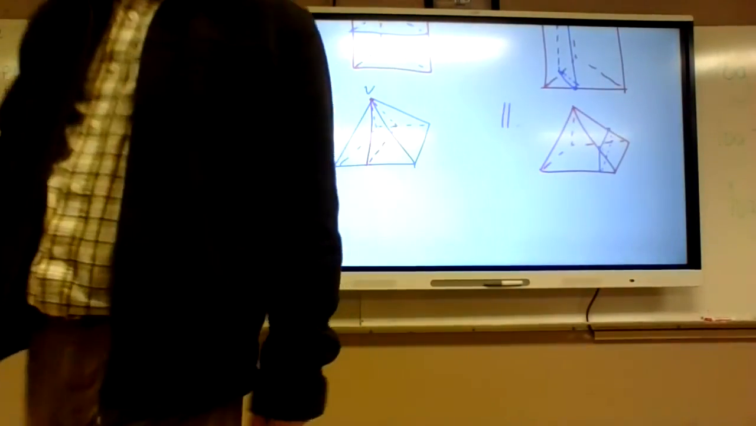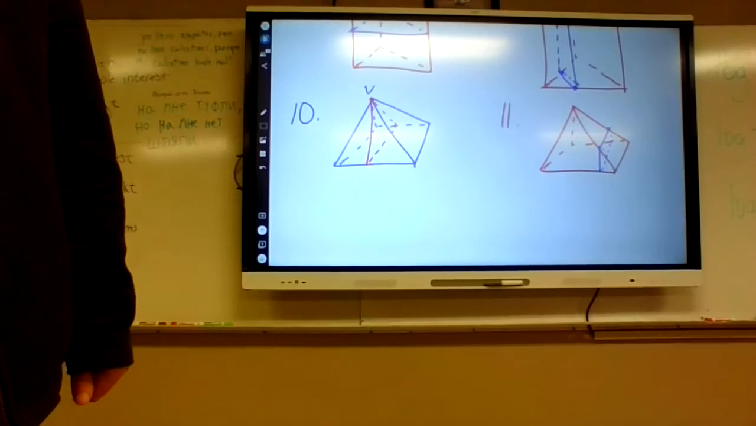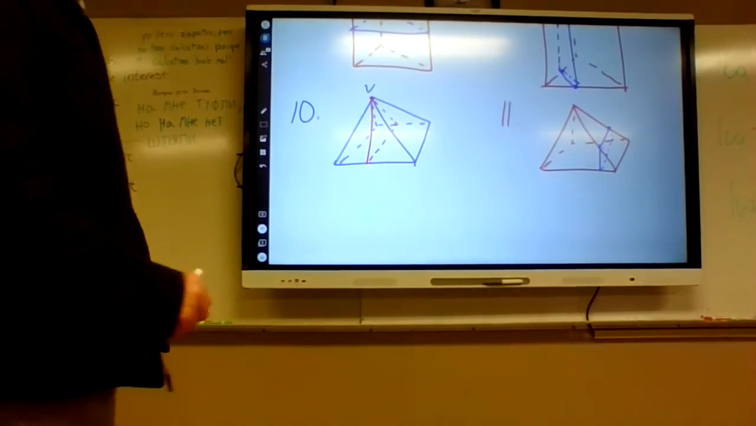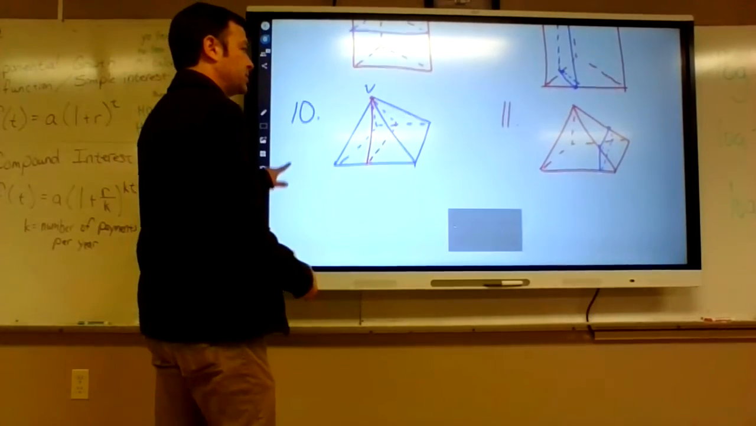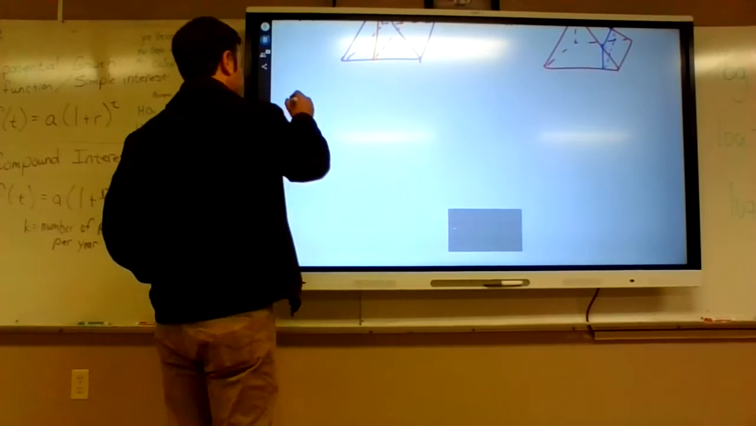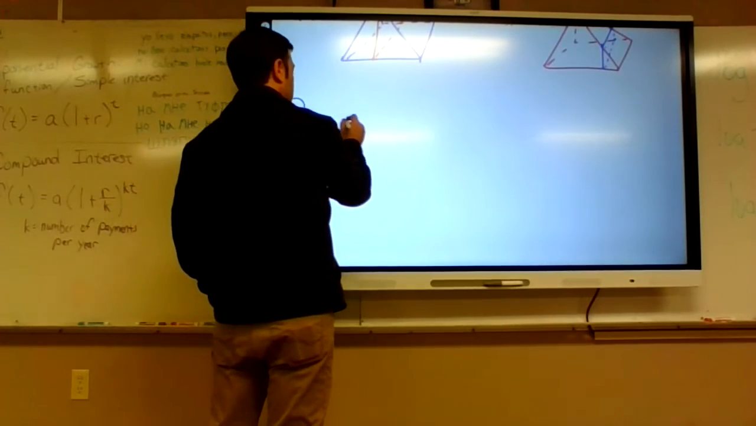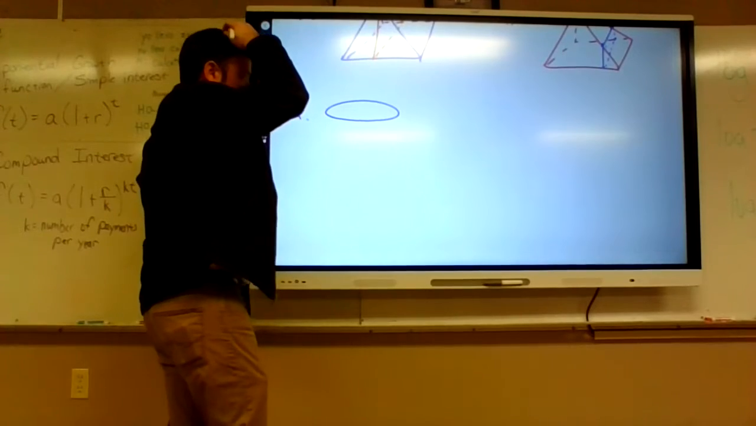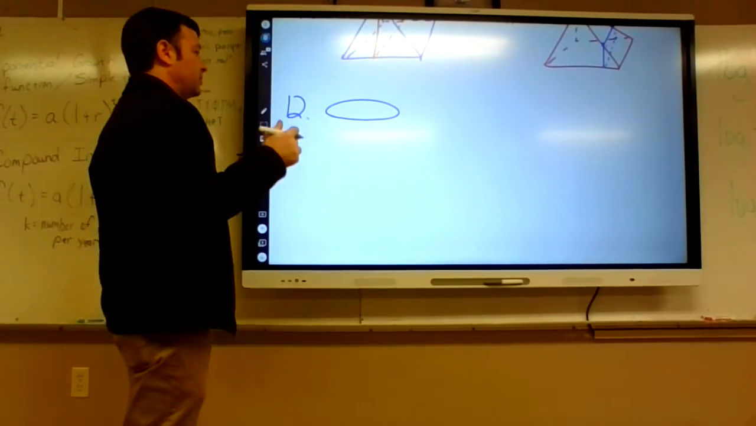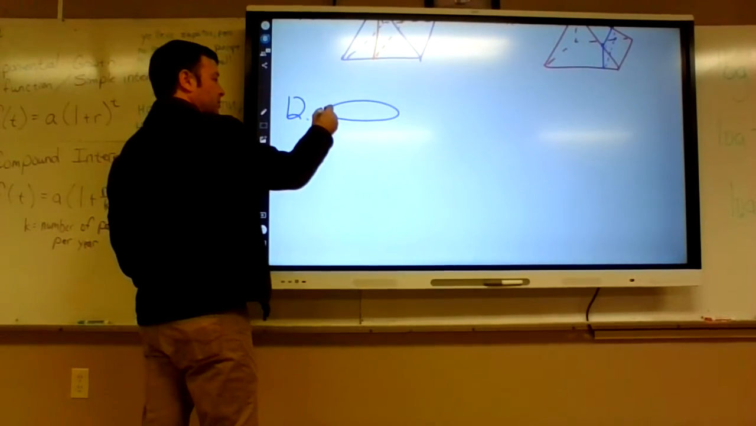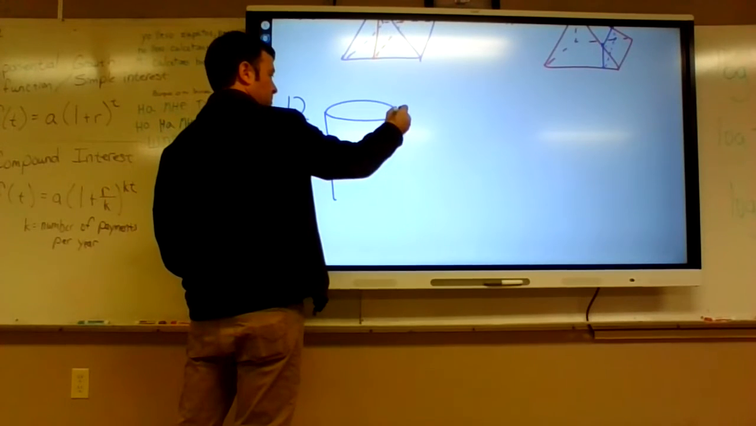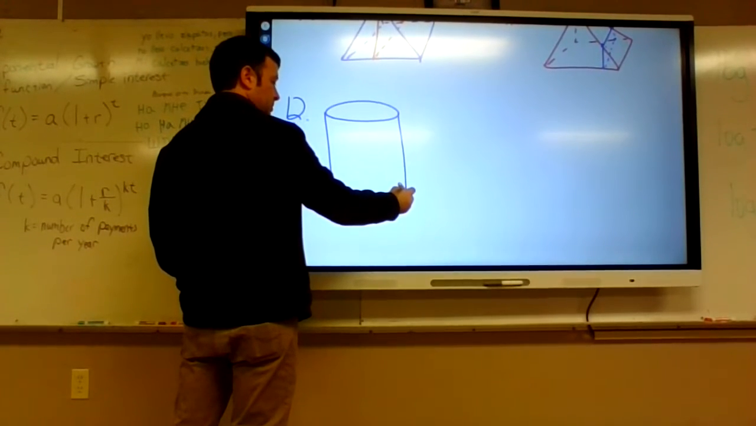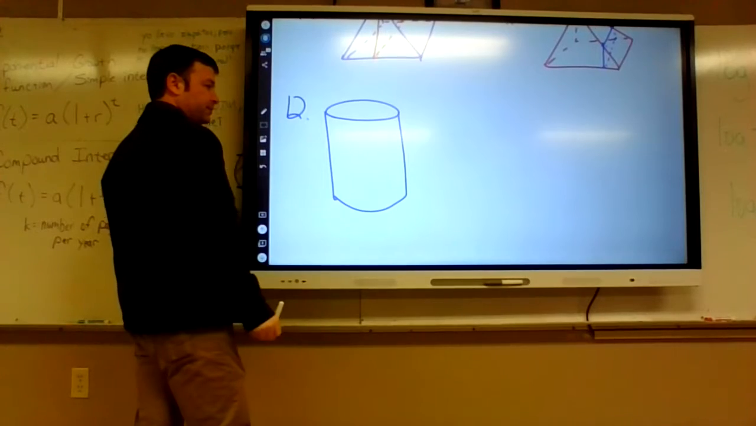I think number 12 is also a sketch. Okay, number 12 says cylinder. So what's a cylinder? 2 circles. 3 sides. Yeah, it's like a tube, or a can or something. So I start with an oval, go down, curve the bottom.